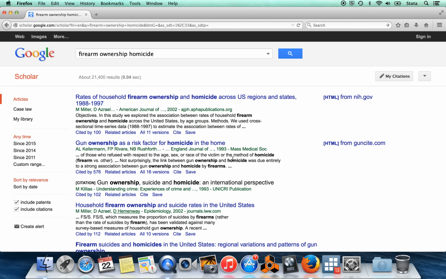And this will pull up a bunch of papers which presumably talk about those two things. So for example, this first result here is rates of household firearm ownership and homicide across U.S. regions and states, 1988 to 1997. So you can guess from just the title of the paper that probably they're going to have some data that's about firearm ownership, about homicide, so those should probably be 2 of the variables. And my guess, without having looked at the paper, is probably their data is going to have observations which are regions or states, but they may well have observation at a smaller level than that.